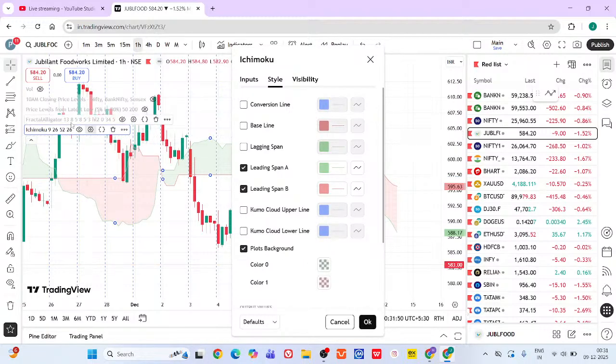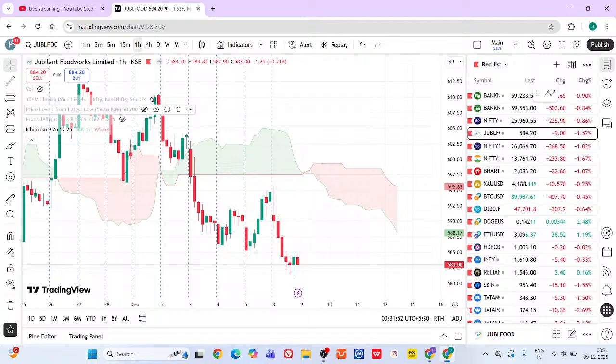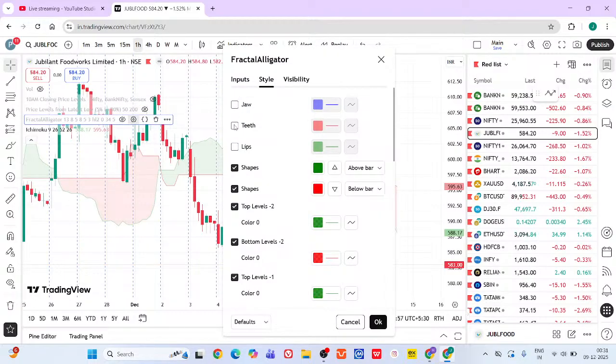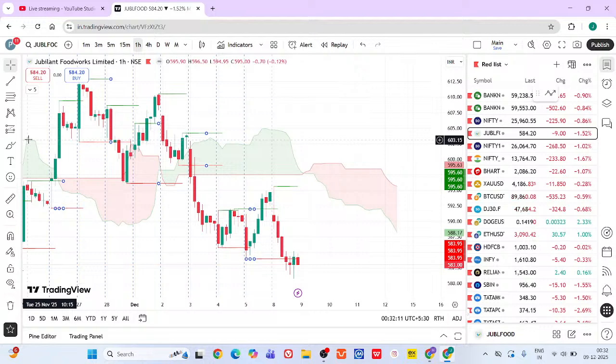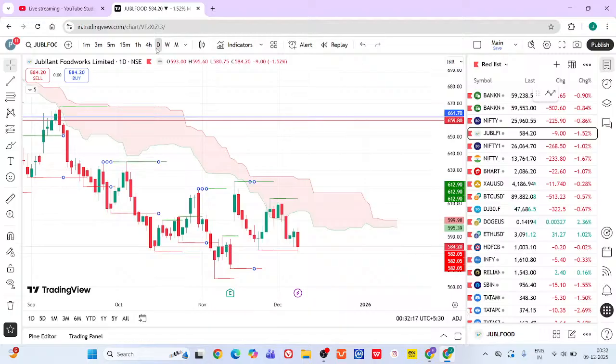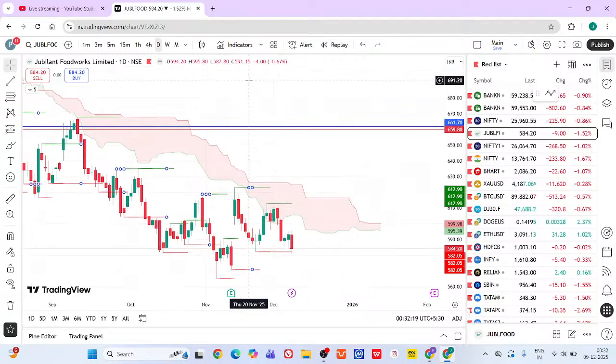Okay, and I need the fractal indicator. I do not need this. I need these two lines, top level. You may not need the shapes, right? Let me just give this now. It is a very simple tool. Time frame best is daily time frame.